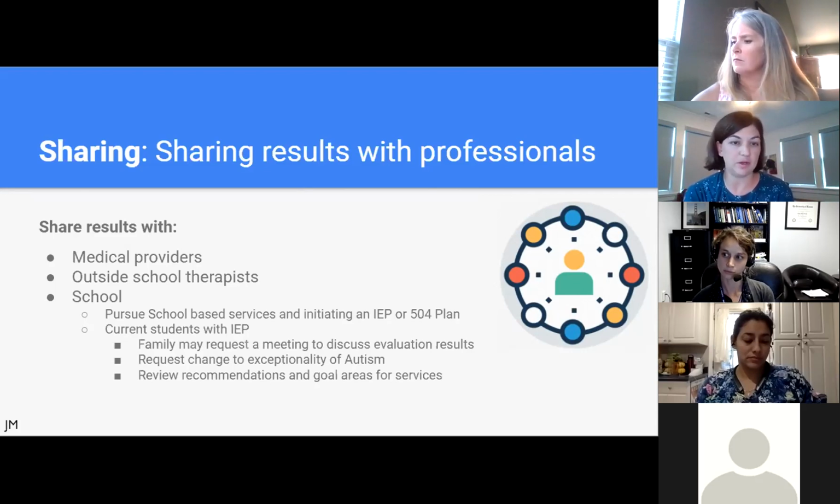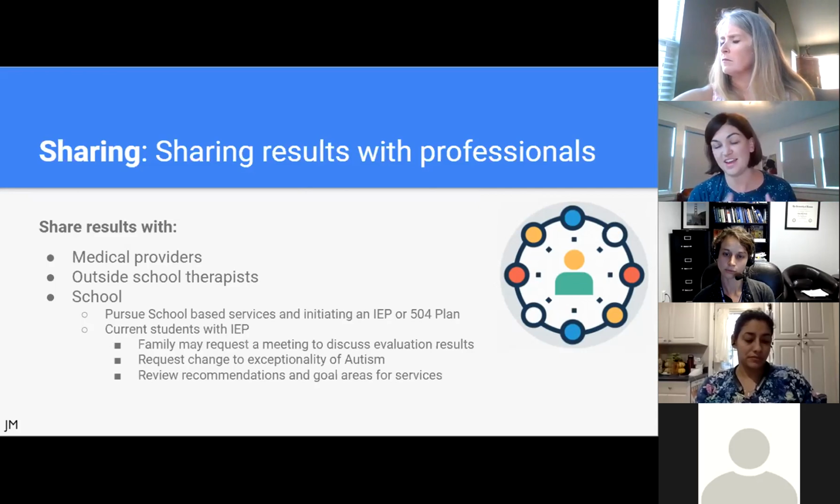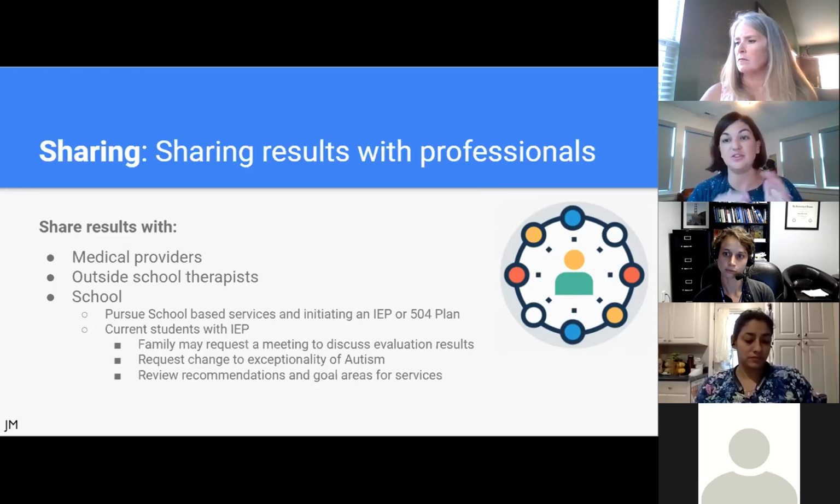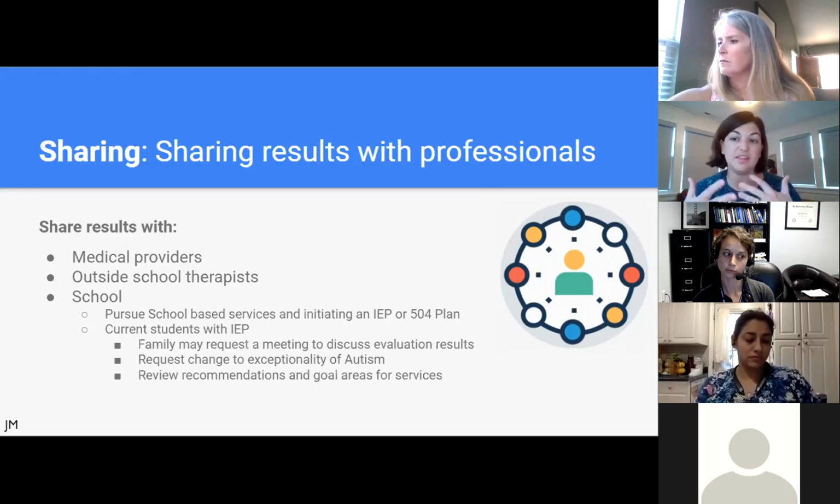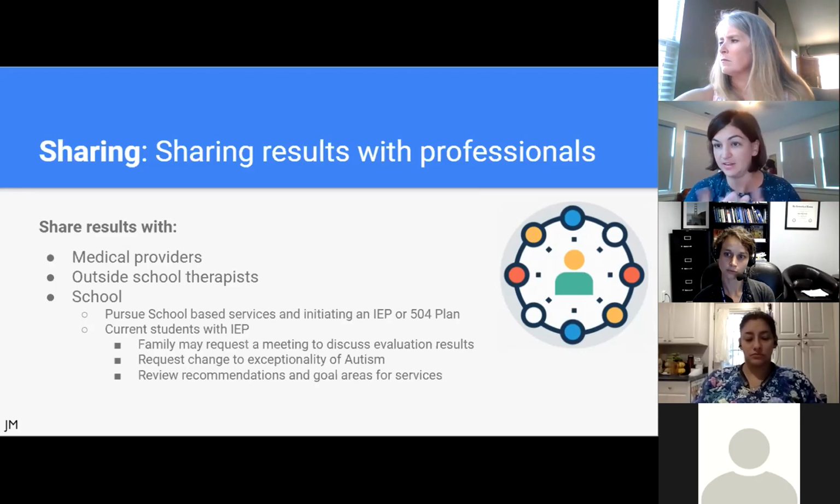Also, there can be collaboration between sharing the recommendations and the goal areas for services. We often review an IEP and discuss, consider adding this or continue this. Again, the school district does not have to follow any medical recommendations. They do their own evaluation, but typically there is this nice relationship where the school district will want this information to help guide the IEP process and the student's success.